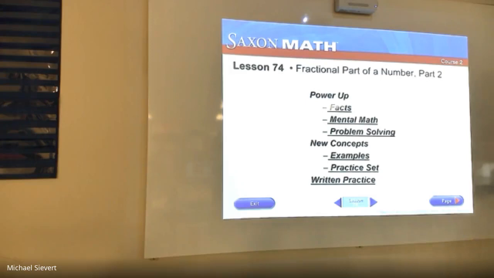As we talk about fractional parts of a number, part two, arms up. Before you say it with me, I'm going to say it out loud. I can identify the fractional parts of a number. Say it with me. I can identify the fractional part of a number. So instead of what we had yesterday where we had a fraction of a number, now we're going to get a fraction in something equals this. Whatever, I'll show you in a little bit.